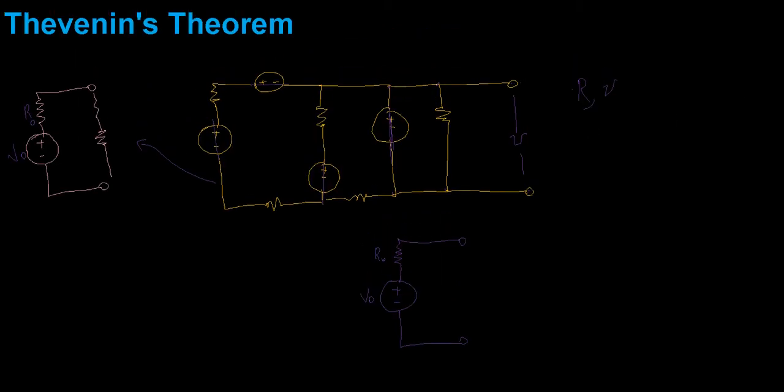So this is it. This is Thevenin's theorem, and it can simplify any circuits of this type, consisting of voltage sources, resistors, and also current sources. But we'll leave that to another video. Now let's do an example of this.